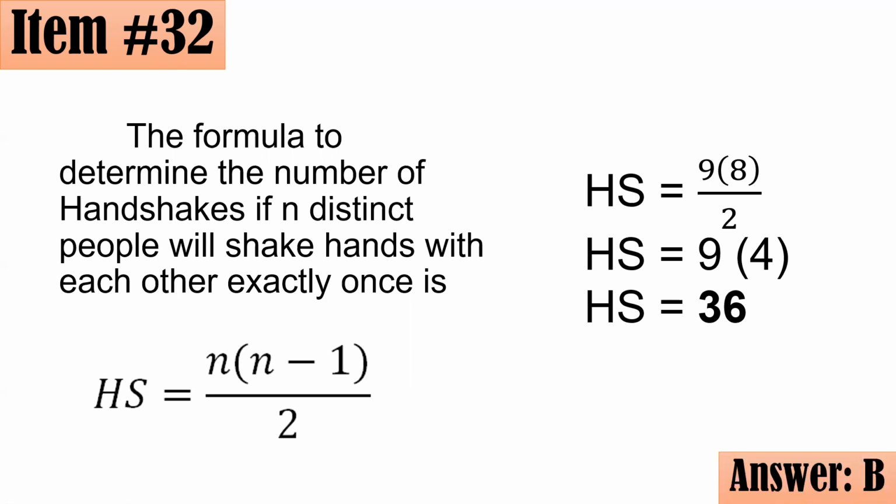Letter B nga po. Also, as what Ma'am Ronaldin mentioned, we could also do combination and search that as well, no? 9 combination 2 with our calculators. 9C2. Kasi merong 9 people and for every handshake, there are 2 people involved. Salamat po.